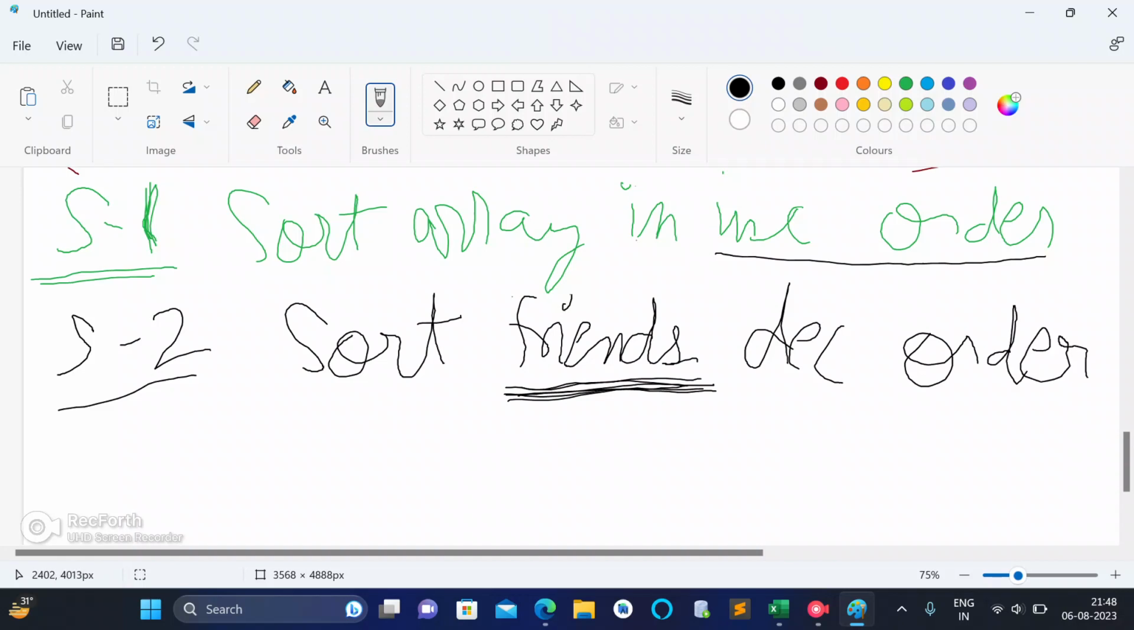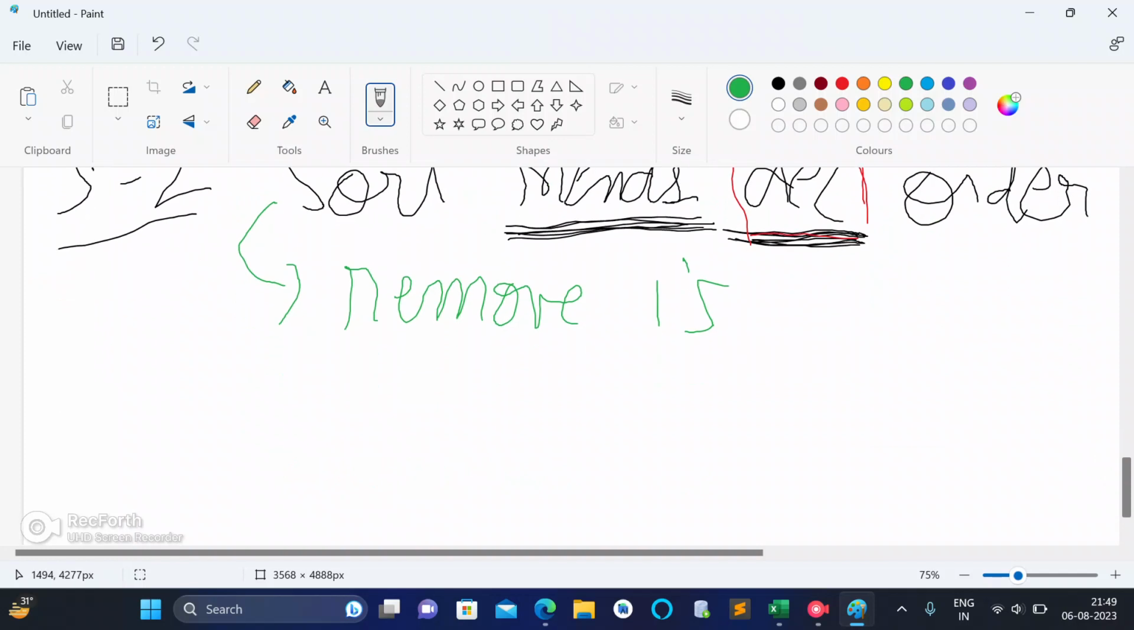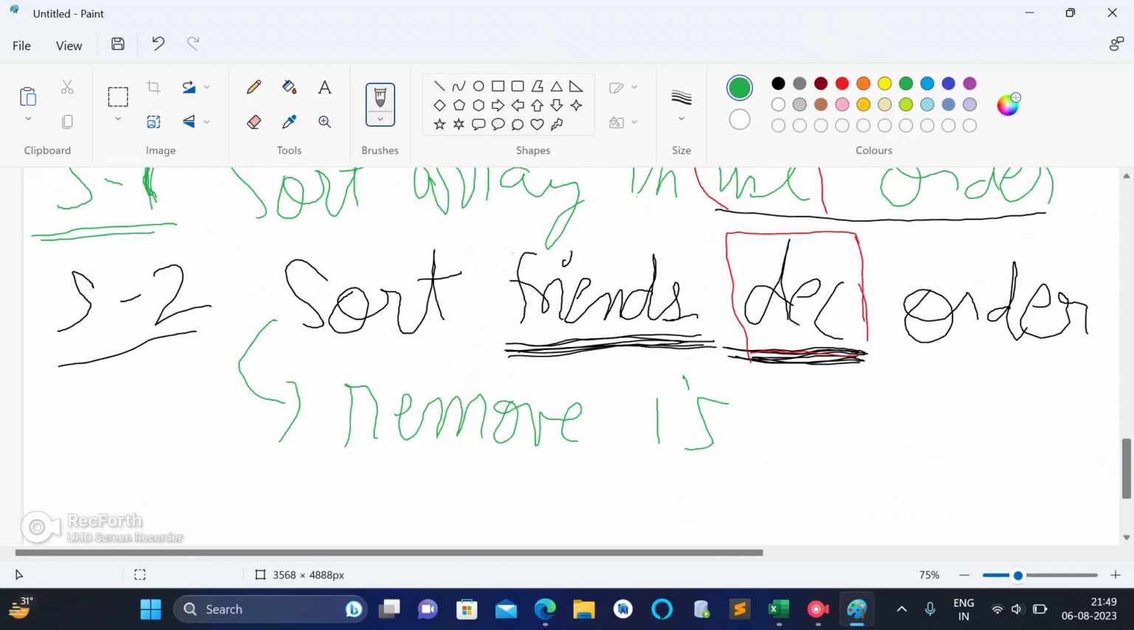So sort the friends array in decreasing order. At this time also I will give you the reason why I have sorted them in decreasing order only. But for the time being, you will remember that I have sorted them in decreasing order. So one array I have sorted in increasing order, the other array I have sorted in decreasing order. While you are sorting it in decreasing order, remove ones and maintain the count of ones.